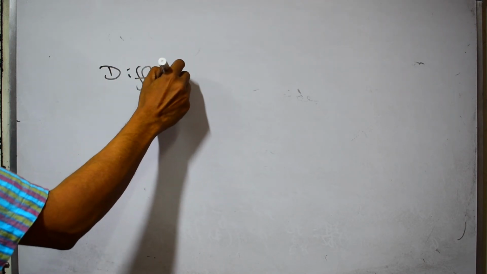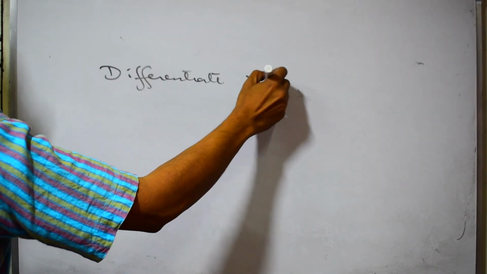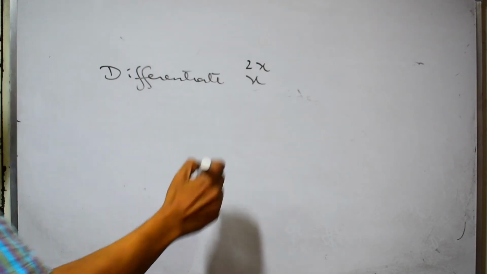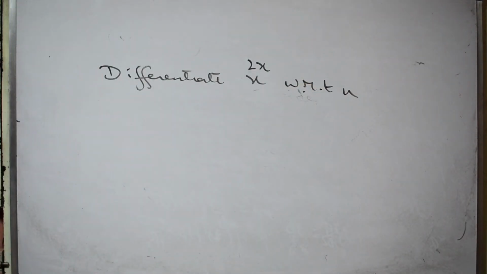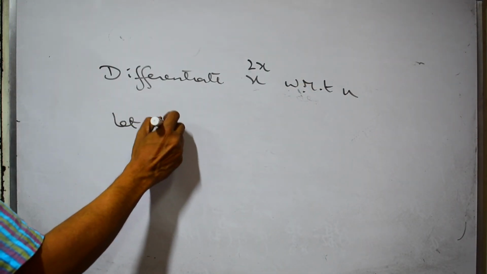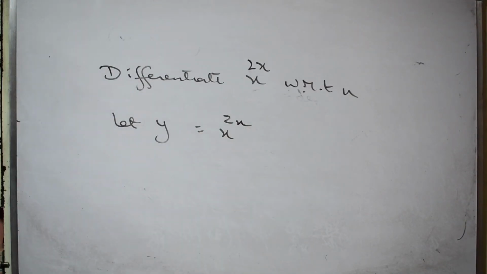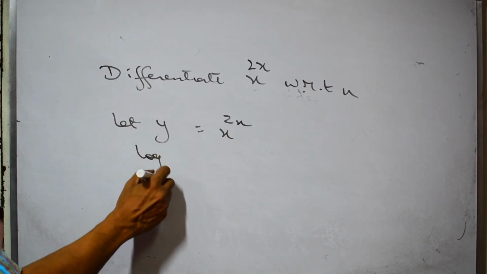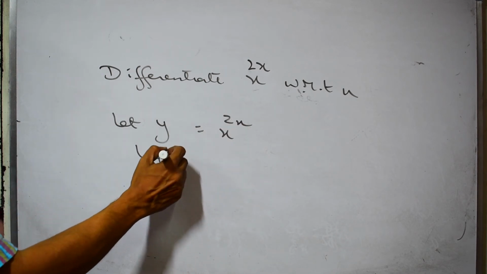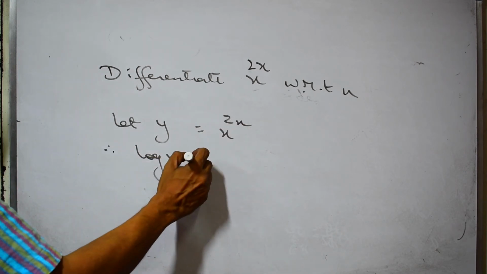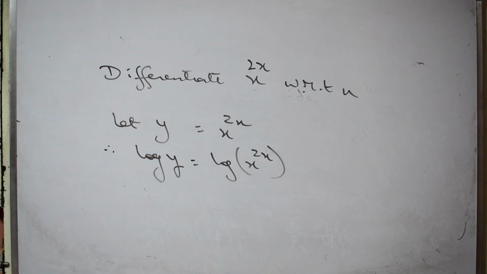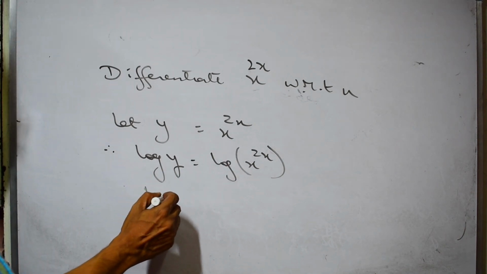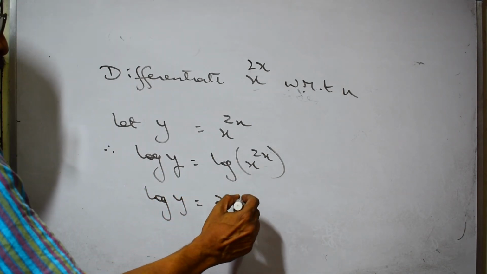Take an example: differentiate x to the power 2x with respect to x. In this problem, let y = x^(2x). Then we take log on both sides. Why? Because the power is also a function of x, and the base is also x. If you take log on both sides, the power comes before. So log y = 2x log x.